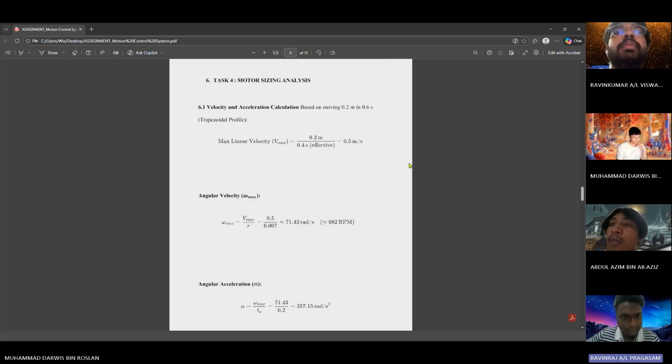Next page. Then task 4 is motor sizing analysis, velocity and acceleration calculation, based on moving 0.2 meter in 0.6 second. The max linear velocity is 0.2 meter divided by 0.4 second, which is 0.5 m/s. Angular velocity is 0.5 divided by 0.007. The answer is 71.43 rad/s.